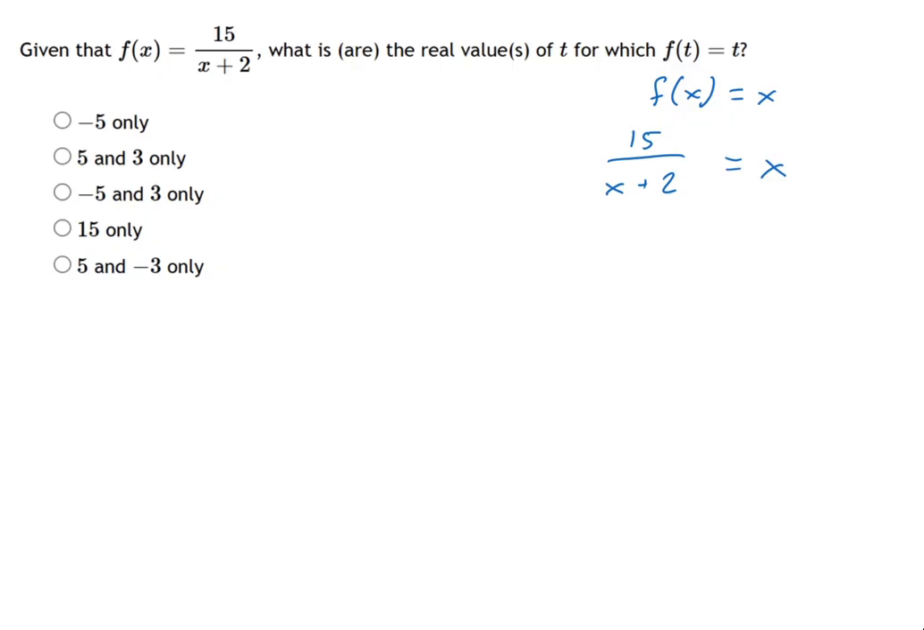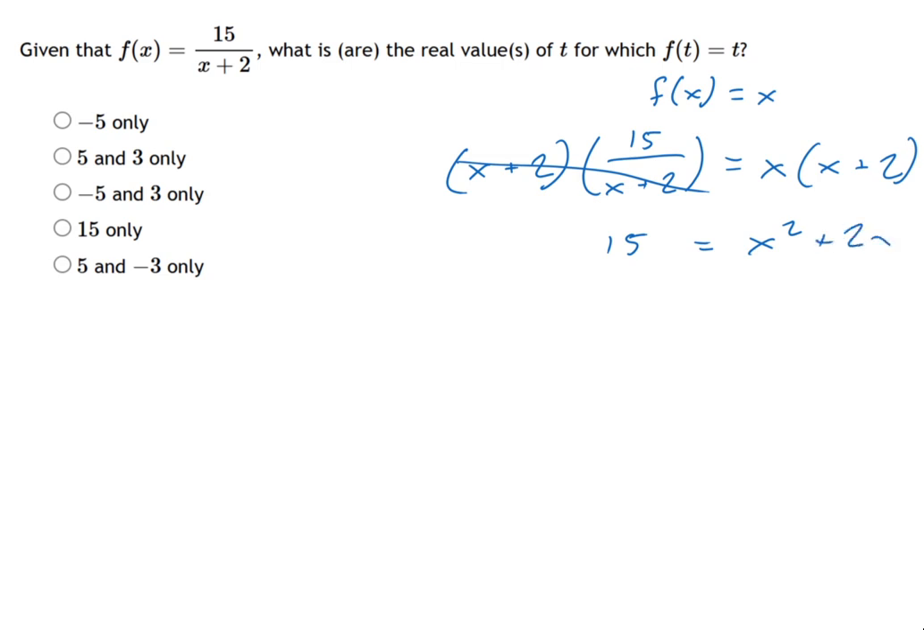Now can we solve this? I hope so. Hopefully you remember that you can multiply by the denominator to make the fraction go away, as long as you multiply both sides by the same thing. So those cross out. We get 15 equals x squared plus 2x. And if we do a little rearrangement, because this looks like a quadratic, and I know how to deal with quadratics, we're going to factor this thing. Okay, so that's 0 equals (x plus 5)(x minus 3).